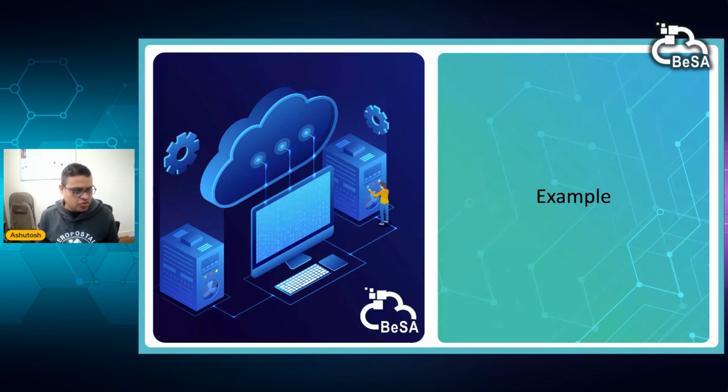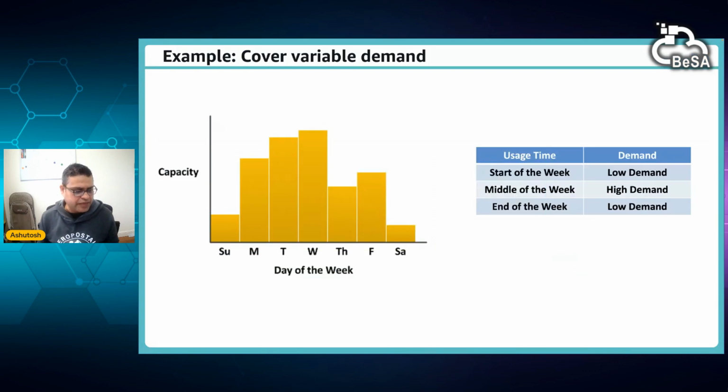Now let's have one example of an application. It is a basic web application, a meeting room booking application for your office to book meeting rooms. Now this is the usage pattern you see here. Sunday, Monday, it is a little low, but midweek it is high, and towards the tail end of the week it is a little low. So this is the usage pattern.